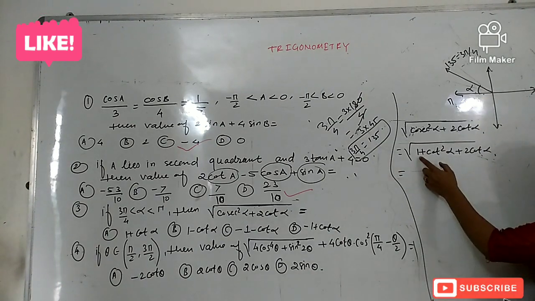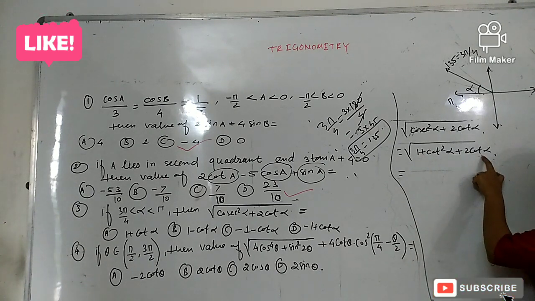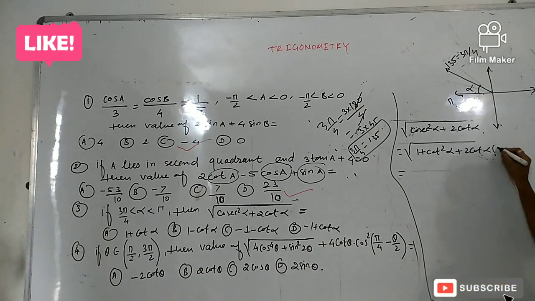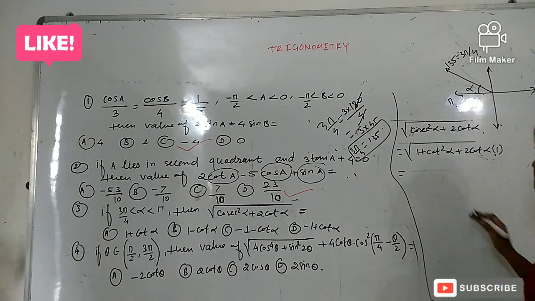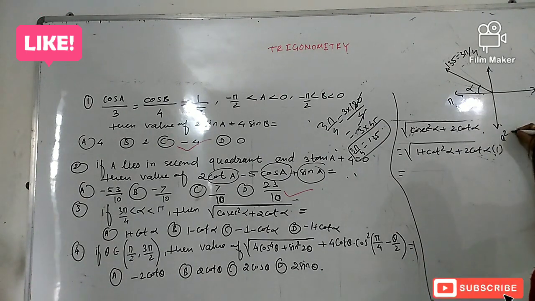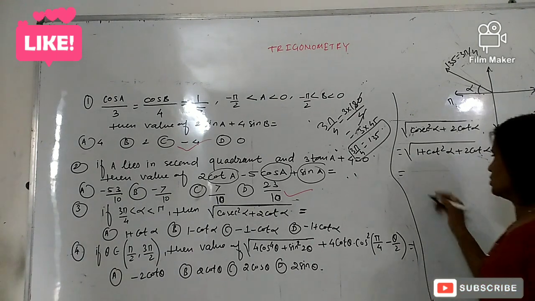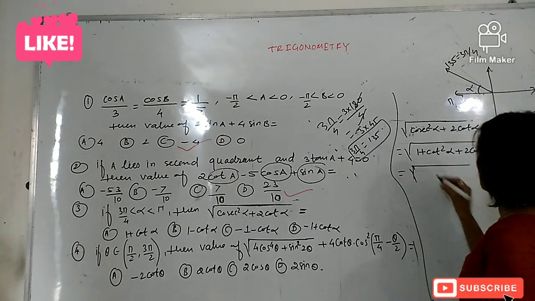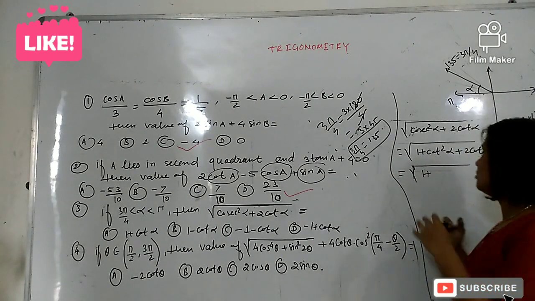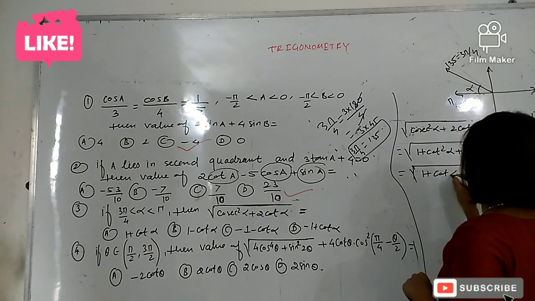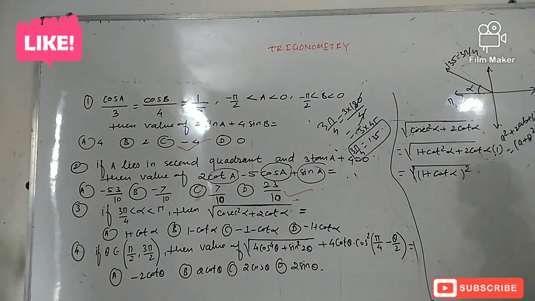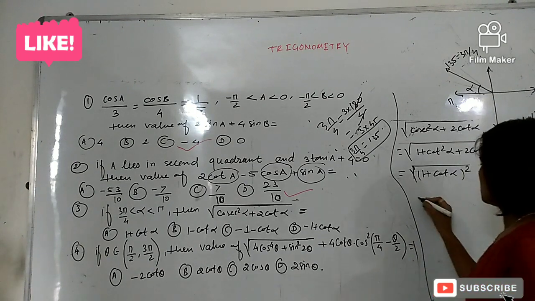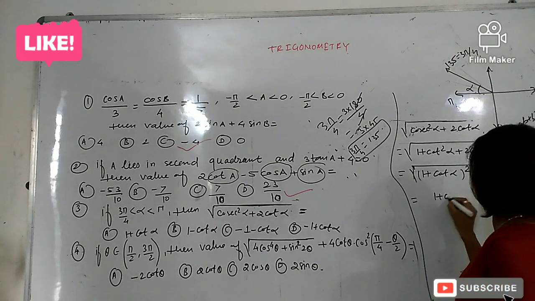So this whole expression is in the form of a square plus 2ab plus b square, where b value is 1 and a is cot alpha. So I can write this expression in the form of a plus b whole square. So the value of this expression is 1 plus cot alpha, whole square. Now square and root get cancelled. So the answer is 1 plus cot alpha, but just give the mod.